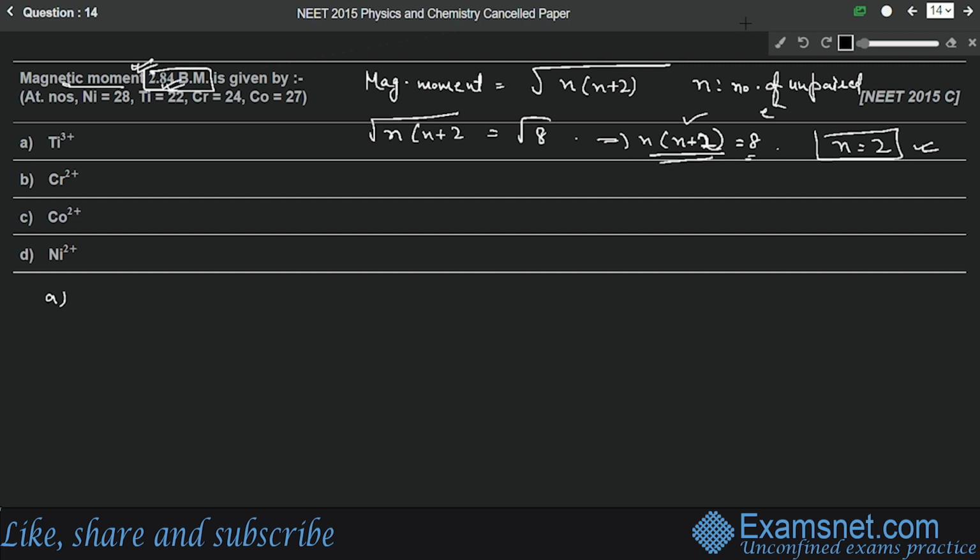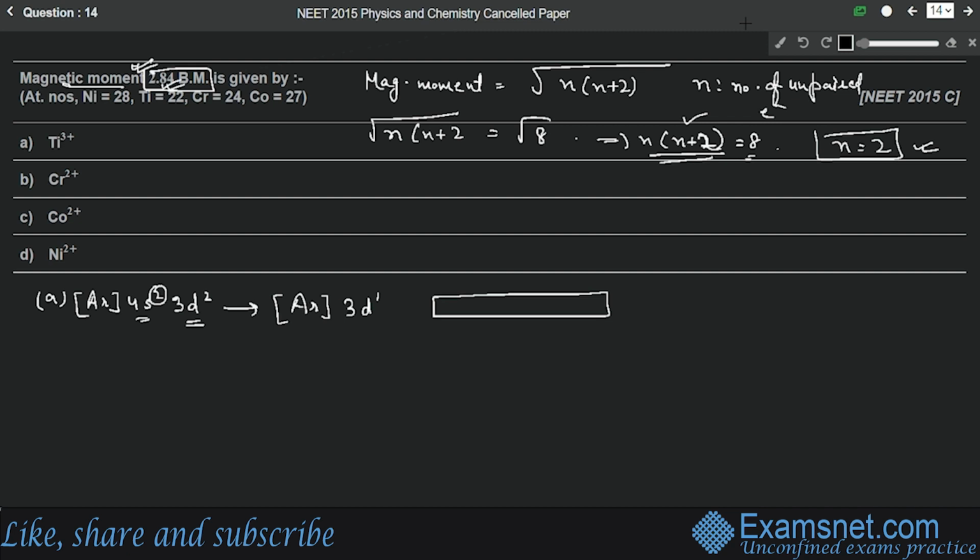For the first one, the electronic configuration of titanium is argon, 4s2, 3d2. This is for neutral titanium, okay? But here 3 electrons have been removed, Ti3+. That means 2 will be removed from 4s and 1 from the 3d. So what will be left? Argon, and then 3d1 will be left. That means 1 electron in the d orbitals. Here we have 5 d orbitals, 1, 2, 3, 4, 5, and only 1 electron in them. That means the number of unpaired electrons here is 1 only. So this is not correct because it should be 2.